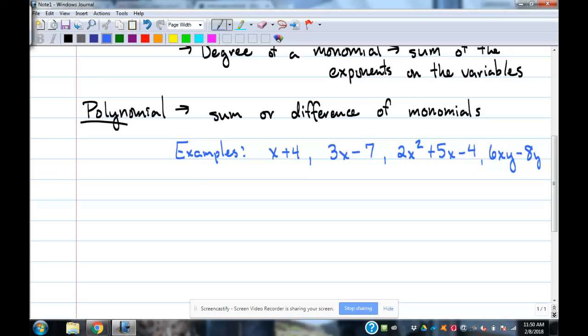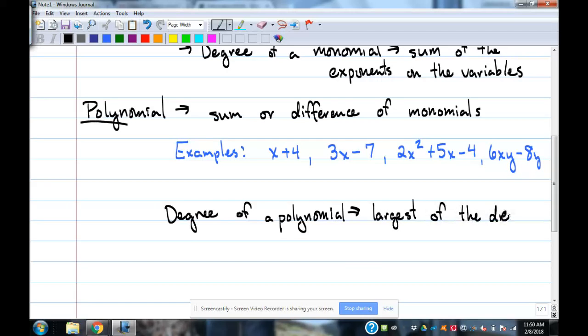Now, the next thing is the degree of a polynomial. Just like we talked about with a monomial, we're going to talk about the degree of a polynomial. The degree of a polynomial is the largest of the degrees of the monomials. What that means is you look at the degree of each term of a polynomial, and then you pick the biggest one for the degree of the polynomial.